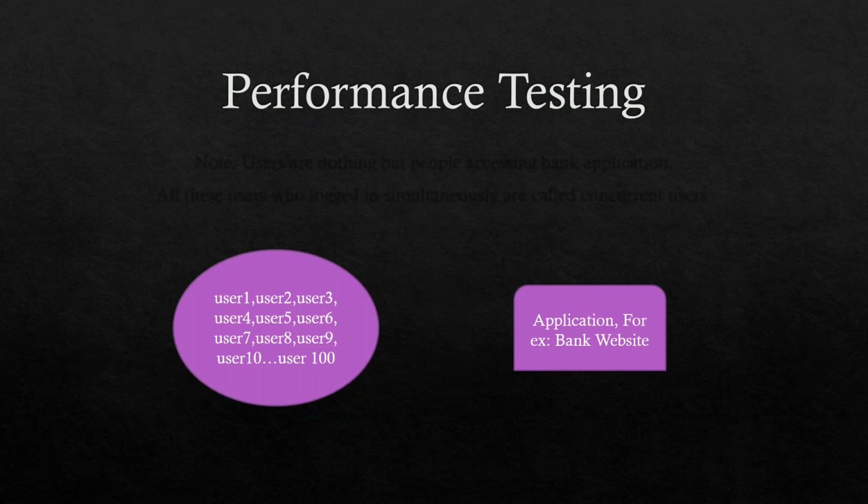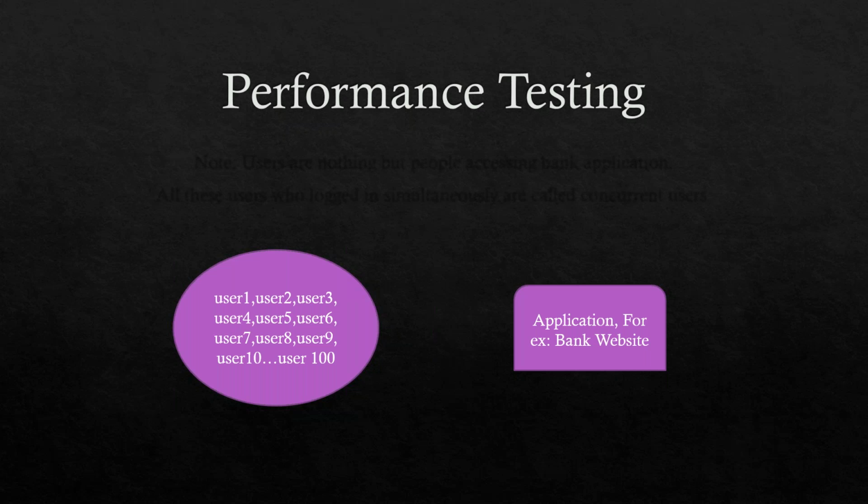So this is the bank website, let's assume, and these are user 1, user 2, user 3, and so on till user 100. These are the number of users who are trying to access the bank application at some point of time, let's say 10 a.m. And all these users are nothing but people accessing the bank application, right? And these users who logged in simultaneously are called concurrent users. In performance testing terminology, these are called concurrent users.